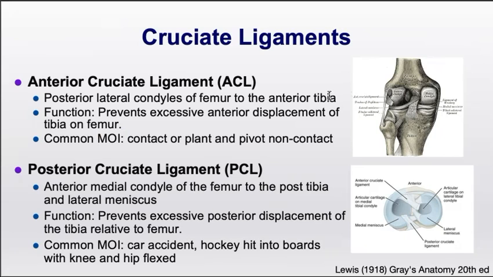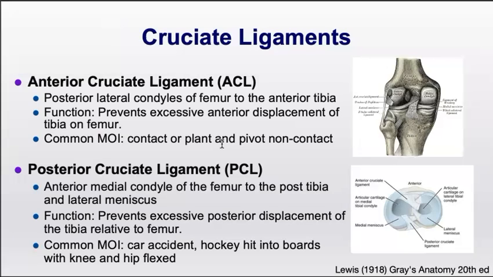And that's enough usually to tear the ACL. The PCL runs from the anterior medial condyle of the femur to the posterior tibia and lateral meniscus. It prevents the exact opposite to the ACL, so it prevents posterior translation of the tibia in relation to the femur.